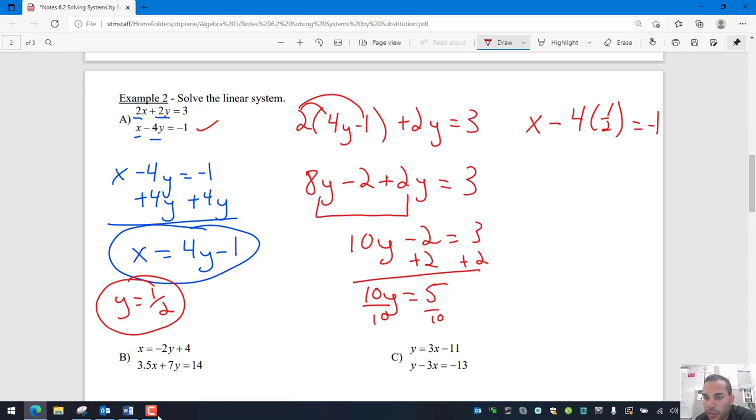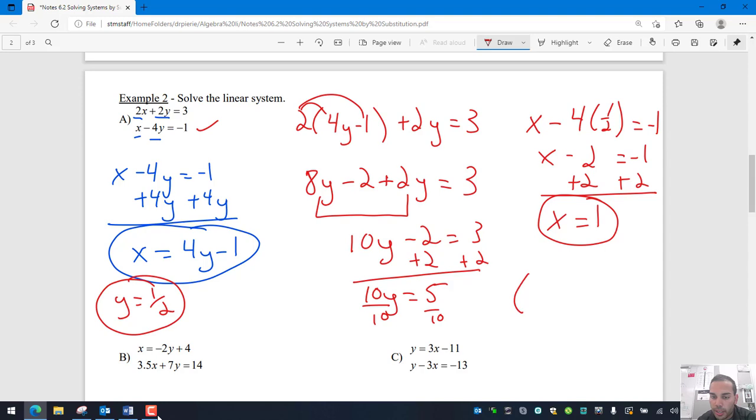4 times 1/2 is 2. X minus 2 is equal to -1. To solve for x, add 2 to both sides, and you should get x is equal to 1 as your answer. If you plug these numbers back into the original equations, they should spit out true statements. But what is our answer here? It's the coordinate 1, 1/2.